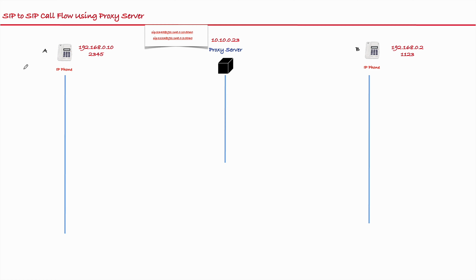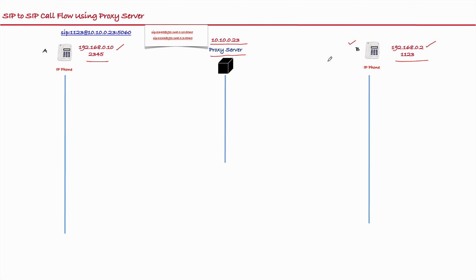Let's say we have two SIP phones having IP addresses 192.168.0.10 and 192.168.0.2, and the dial number for A is 2345 and for B is 1123. A proxy server is present between A and B, which has IP address 10.10.0.23. Let's assume both A and B are registered with the proxy server and have stored their addresses in the database of the proxy server. Now, the proxy server knows the addresses of both A and B.